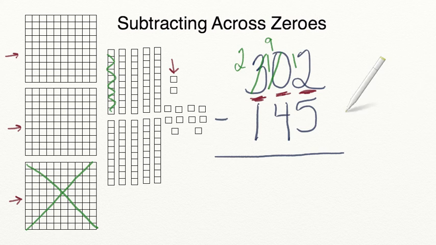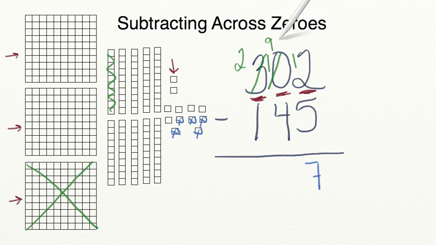I need to subtract 5 1s. So I'm going to subtract 1, 2, 3, 4, 5. And that leaves me with 1, 2, 3, 4, 5, 6, 7 1s. And if we subtract 5 from 12, we get 7. So now we're ready for our next step.